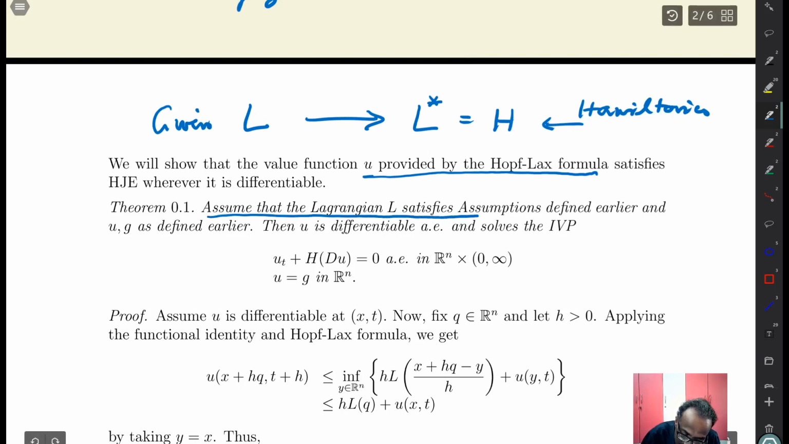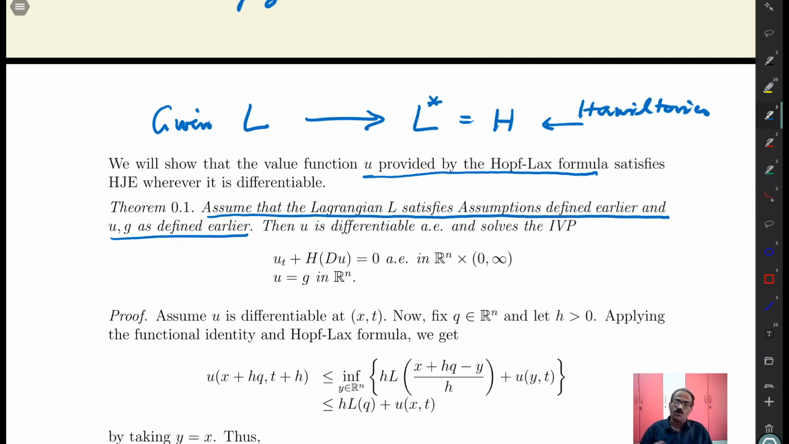So assume that L satisfies the assumption, and U, G as defined earlier, where U is the minimization problem, which also satisfies the Hopf-Lax formula. And G is also Lipschitz continuous. You can replace this by a different condition. Then U is differentiable almost everywhere. This comes because whenever U is defined by the Hopf-Lax formula, then it is Lipschitz, and the Rademacher theorem tells you that it is differentiable almost everywhere.